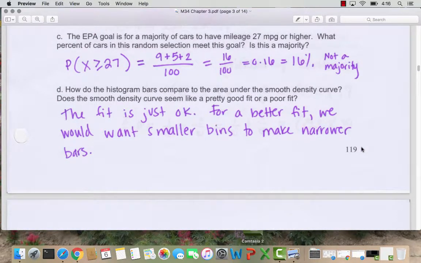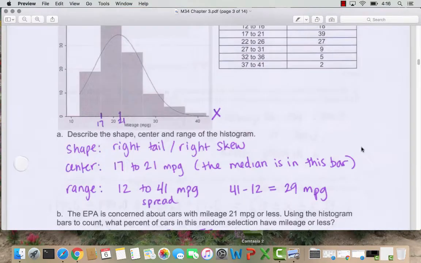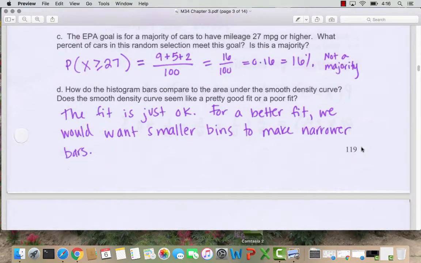And then lastly, how do the histogram bars compare to the area under the smooth density curve? I say here the fit is just okay. For better fit, we would want smaller bins to make narrower bars.